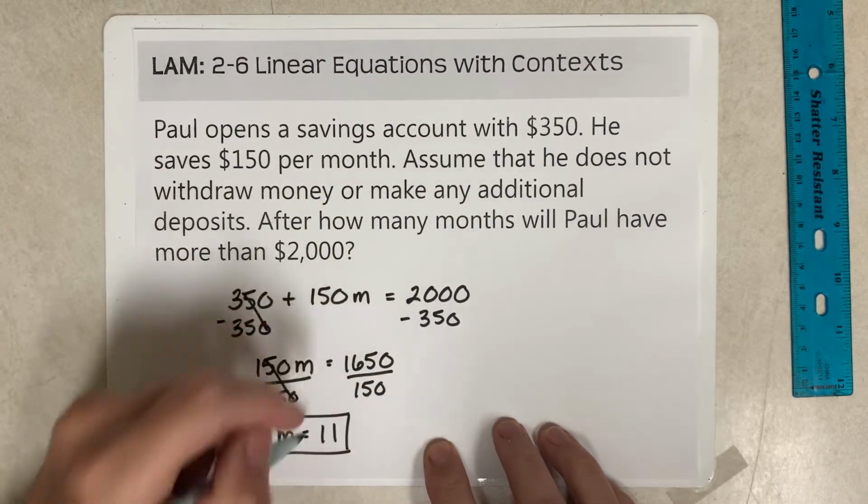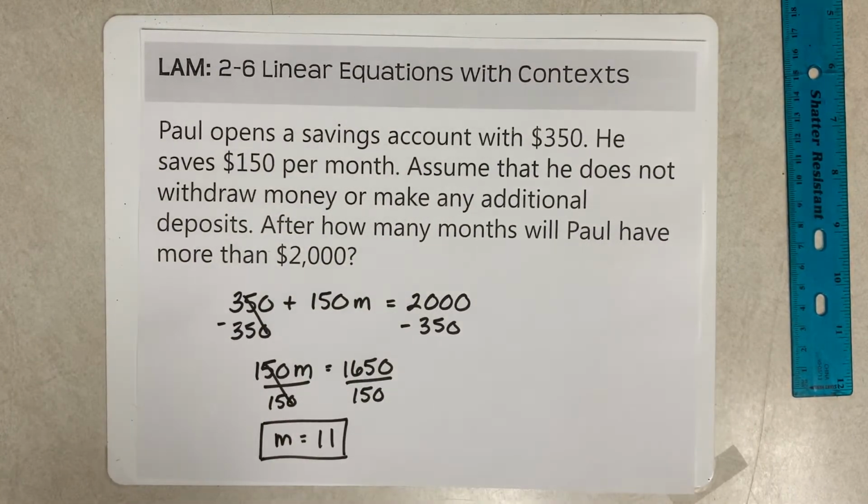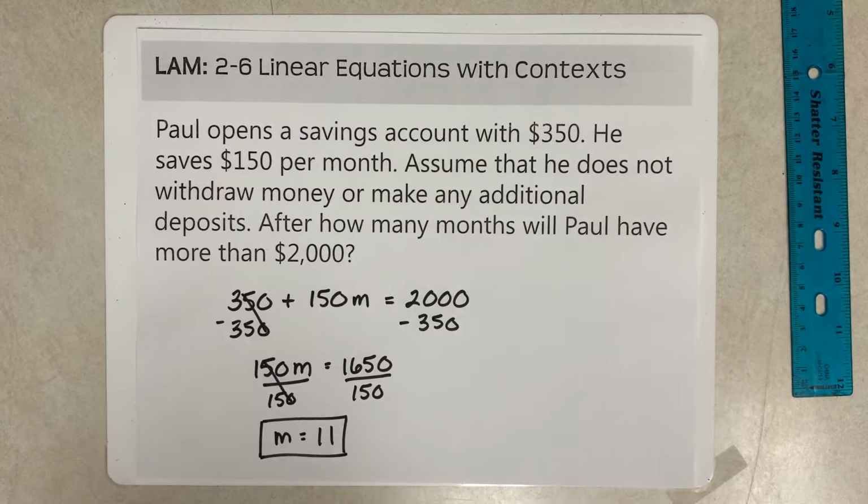If that turned out to be a decimal, then you'd probably want to round up to the next number of months, because that's how many it would take to get over the 2,000. This time, it came out to be a nice integer, and so we're going to keep that integer right there, and we don't have to round it at all.